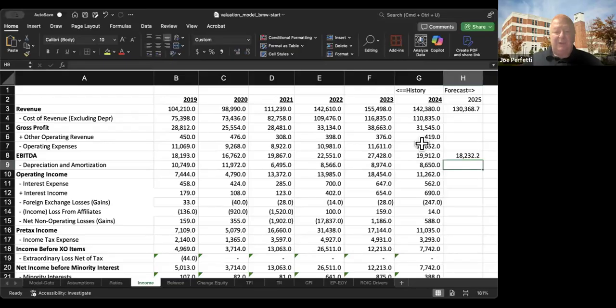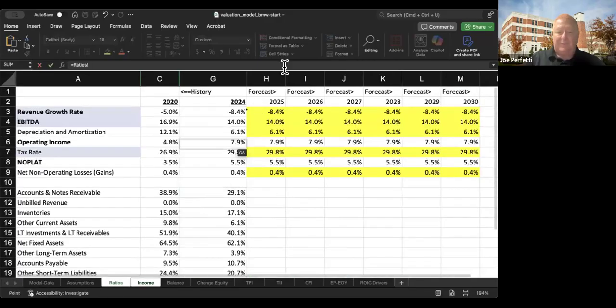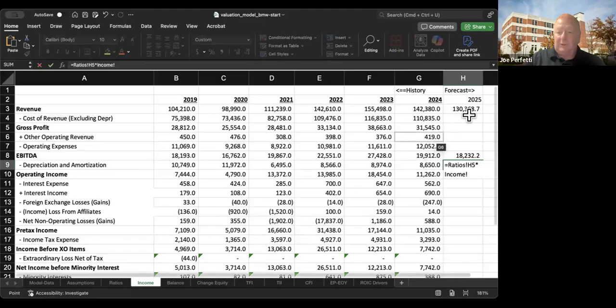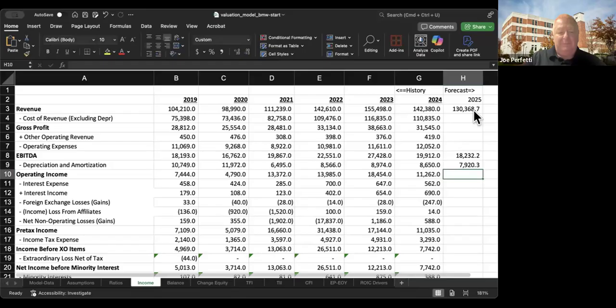Right. Next, we got to forecast depreciation and amortization. Similar process. So for 2025 equals from the ratios tab, H5, which is 2025 depreciation and amortization as a percentage of sales, times income 2025 sales, H3. So we're forecasting the depreciation and amortization, the DA, to be 7,920.3 million euros.